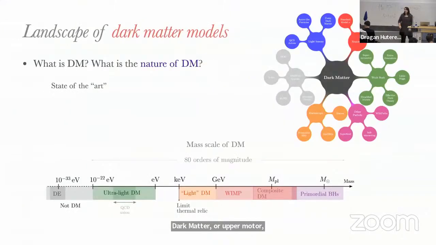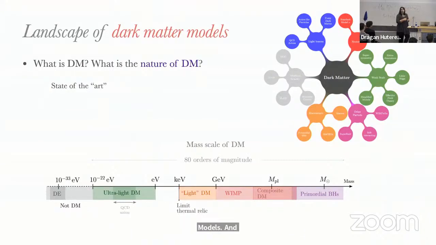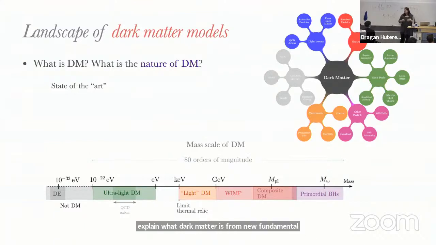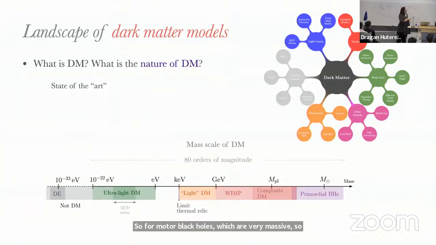And given all of those conditions, we have a huge amount of dark matter models. So this is the landscape of dark matter models. And this is amazing. So it spans 80 to 90 orders of magnitude in mass and invokes completely different physical mechanisms to explain what dark matter is. From new fundamental particles that are going to complement the standard model, to primordial black holes, which are very massive, to dark matter that behaves like a wave, to dark atoms and very different things.